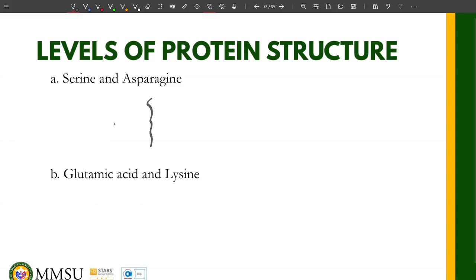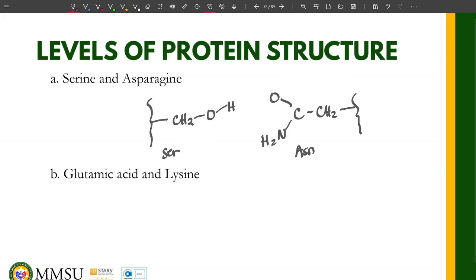So, this is for serine, right? Ser: CH2, and then OH. And then for asparagine, or ASN, that's its name: CH2, and here is the chiral carbon. Then NH2, an amino group, and then double bond O. So there would be an interaction between these two, between oxygen and hydrogen. How do I know? That's a hydrogen bond. Hydrogen bonding.